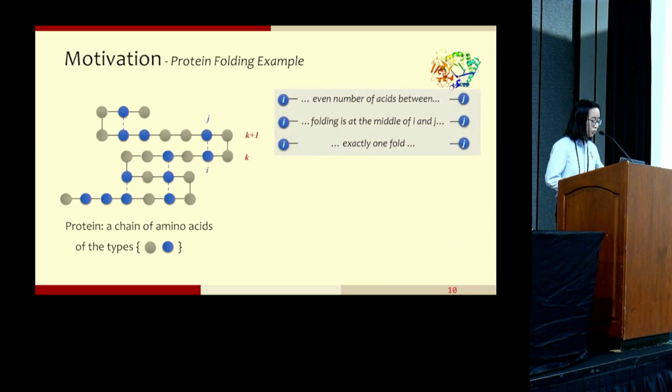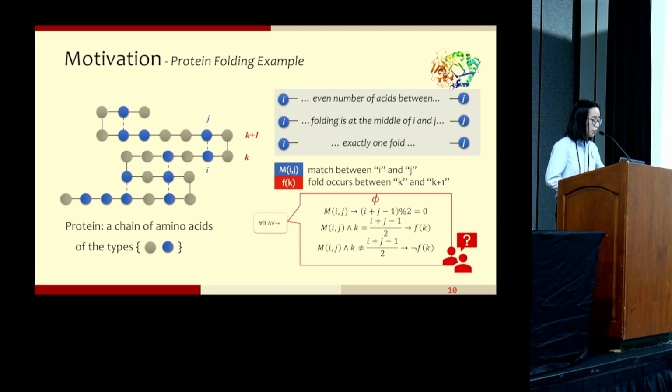In order to encode those three constraints, decision variables Mij and Fk need to be introduced. If there is a match between I and J, then Mij is true. Both of them are regarded as an interpreted function. So given those three descriptions, users can write their input constraints like this. For example, the first constraint just means that if there is a match, then there must be an even number of circles between circle I and circle J.